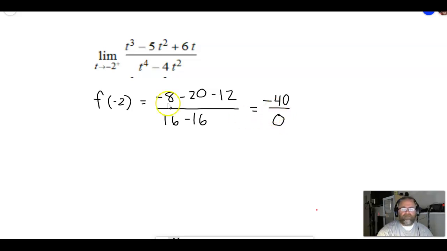Now, the thing that I want to see is whether or not this thing is going to be approaching, from the right-hand side, positive infinity or negative infinity. So one thing I could do is put in a value that's really close to the right and then keep checking those. And I'm going to do that in my calculator because I like to use the calculator.